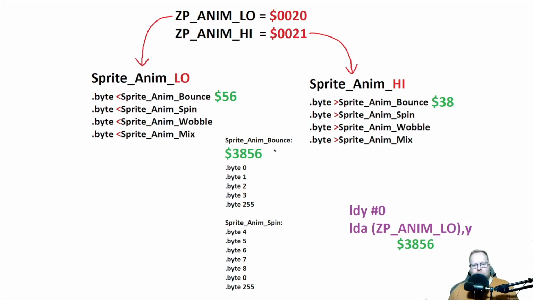We have all of these different tables with different animation types, but in order to have a simple way to address all of those tables, we also have these two support tables. This one with the low byte of all of these other tables, this one with the high byte of all of these other tables. So that's the basics of how this part of the code works.